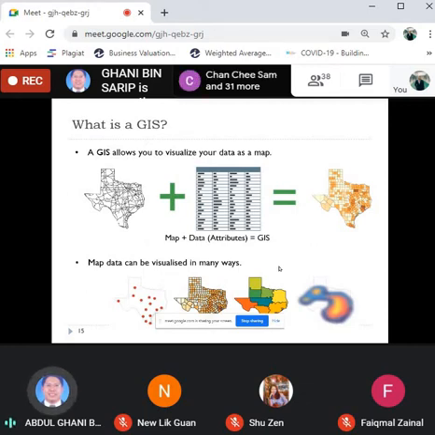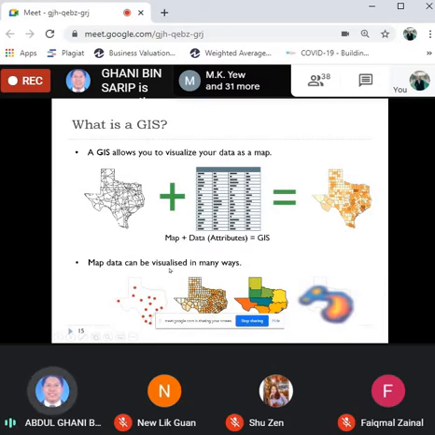GIS allows you to visualize the data as a map. The first thing here is we have a map, and then we also have the attributes of the map, say, of a location on the map. As I said just now, we can look at the map position, and then the address, the house number, the jalan, the road names, the bandar, town, and postcode could be stored as what we call an attribute database. So GIS combines the map or spatial database and the attribute database, and these two become components of a GIS database.